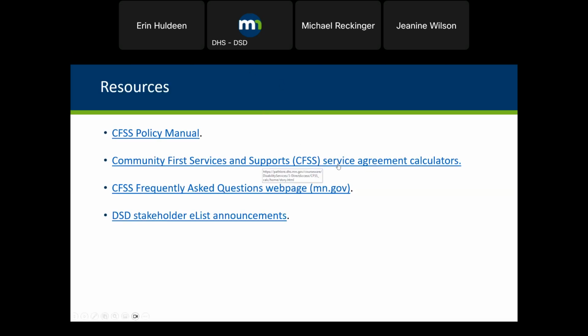We have these service agreement calculators. They probably aren't going to be as important for you as they are for lead agencies and consultation services providers, but it is a resource for people to use to determine the number of units that may be available to them if they decide to purchase goods and services or PERS and have some of those units converted to dollars. It will help them understand how many units will be remaining.